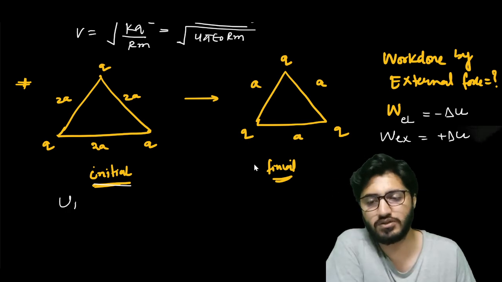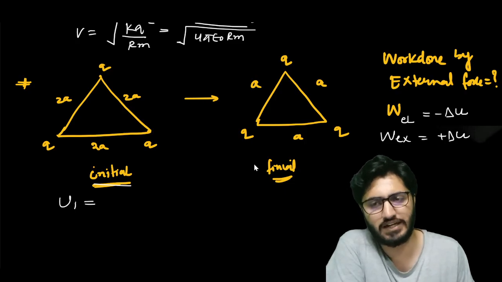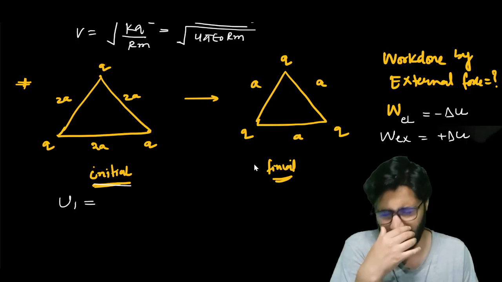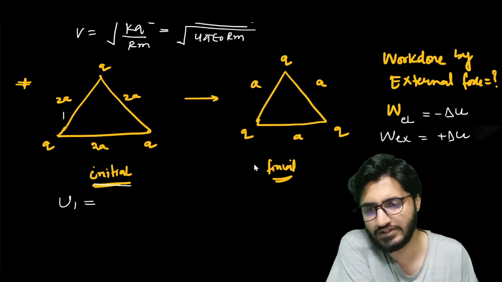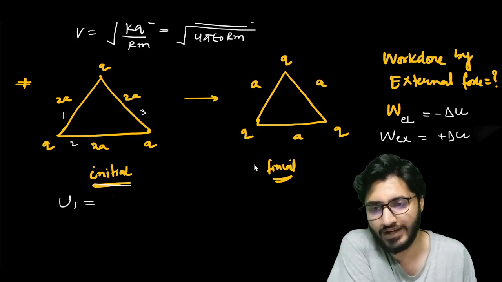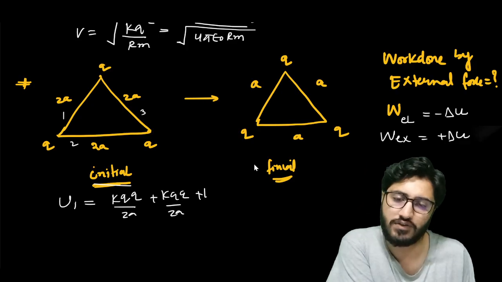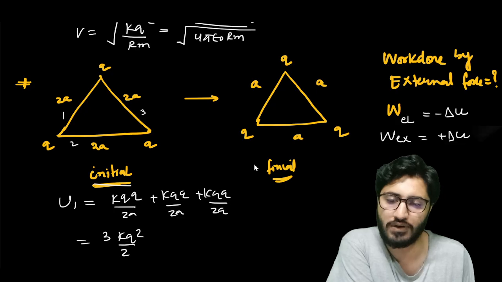Now it is the initial condition. So what is the initial potential energy? Look, 1, 2, 3. We have three sides, three charges, so three electric potential energies. I can write K Q1 Q2 divided by 2A plus K Q1 Q2 by 2A plus K Q1 Q2 by 2A. All three are the same. So I can write 3 K Q square by 2A.